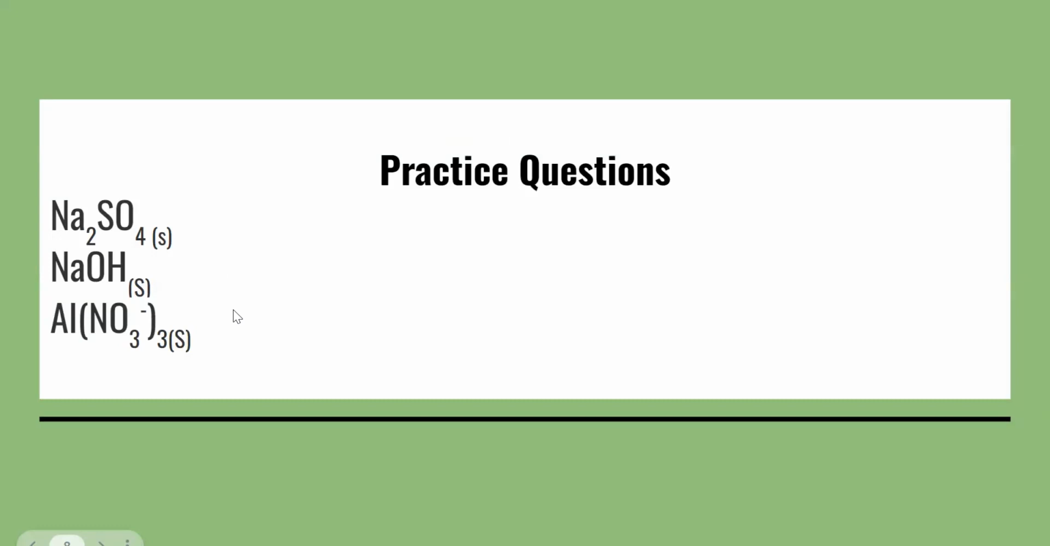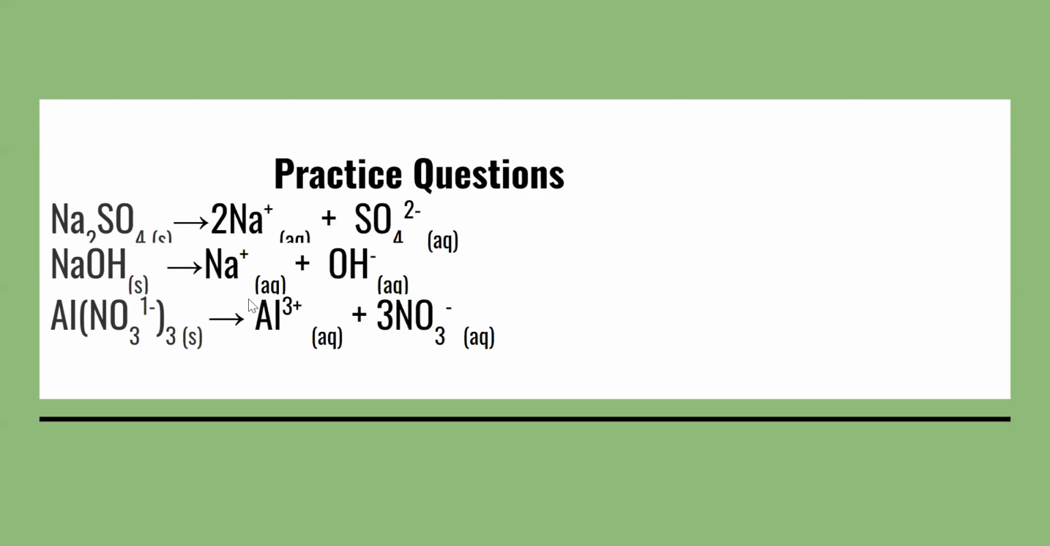Then I would like you to pause the video and try to do this. Write the dissociation equation for this. Hopefully, you got the answer. This is the way it's supposed to be. So you grade yourself. Did you get it right? Okay. Note, it must be balanced. It must be balanced. If it's not balanced, it's not correct.